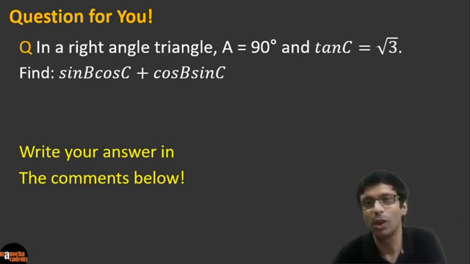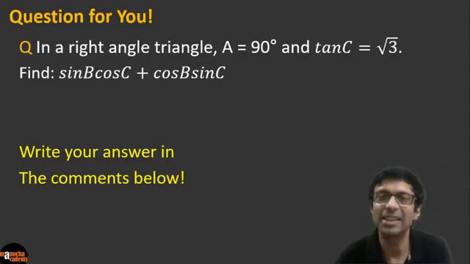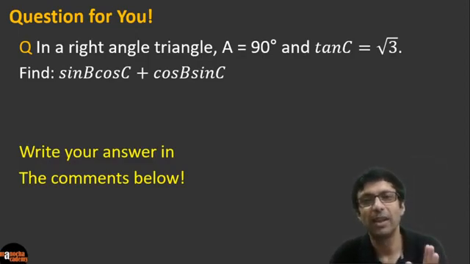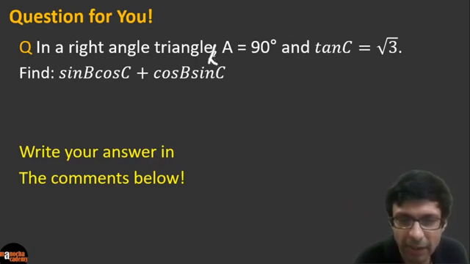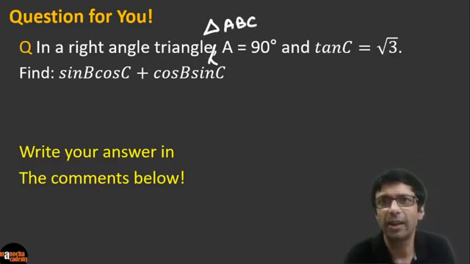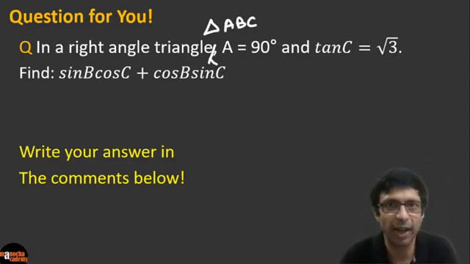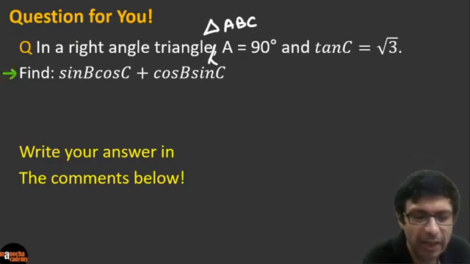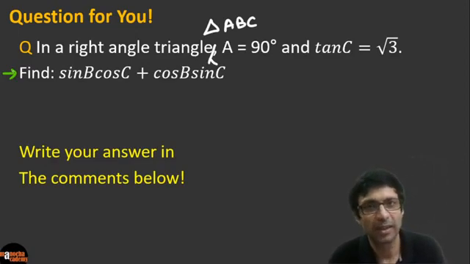And I've got a practice homework question for you guys. In a right angle triangle ABC, where A is 90 degrees and tan C is √3, you need to find for me sin B cos C plus cos B sin C. Guys, you need to find this thing. And believe me, it's pretty easy. Just apply the concepts that you've learned here. Sin B cos C plus cos B sin C. And I'm sure you'll get the right answer.